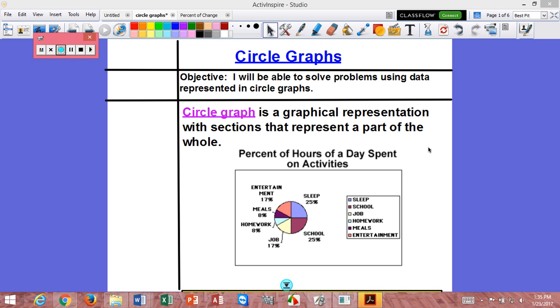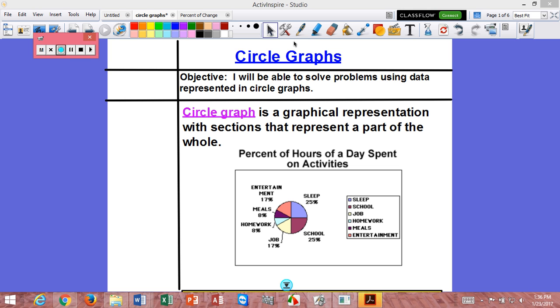So a circle graph is just a representation that has sections that represent a part of a whole. And obviously it's going to be in the shape of a circle. This circle graph in particular is representing the percent of hours of a day spent on certain activities. So we can literally see these different sections, and each one represents a part of this whole.